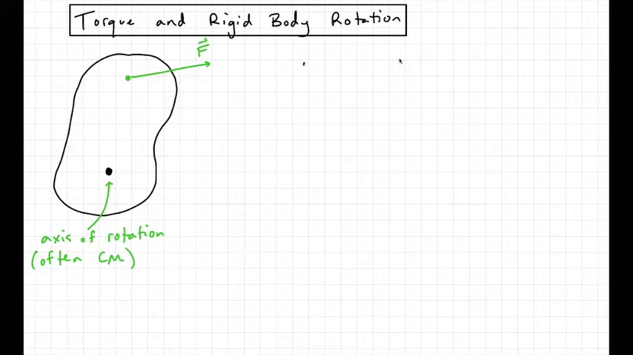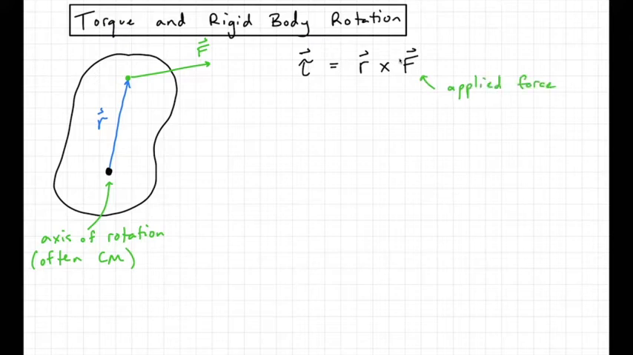We define torque this way through a cross product. Torque, tau, is equal to r cross F. So r here represents the position vector between the axis of rotation and where the force is applied. To write this all out, this is the applied force. This is the position vector from the axis of rotation to the force.